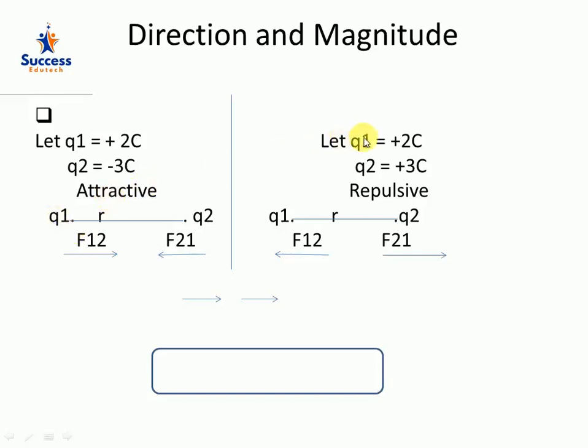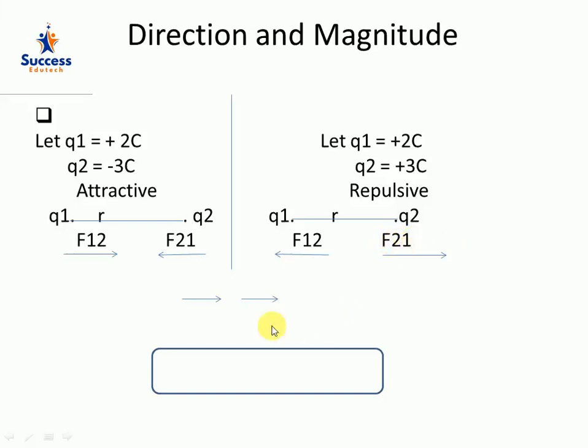Now consider like charges. If Q1 is plus 2 C and Q2 is plus 3 C, the force will be repulsive since like charges repel each other. R is the distance between Q1 and Q2, so the force on Q1 due to Q2 will be F12 in this direction, and the force on Q2 by Q1 will be in this direction and is denoted by F21.